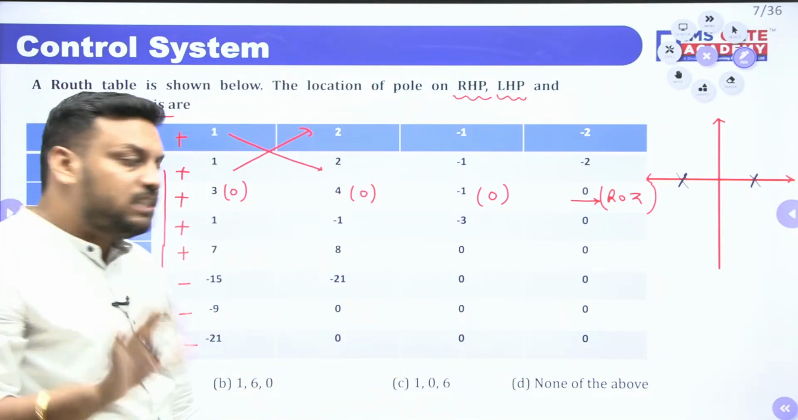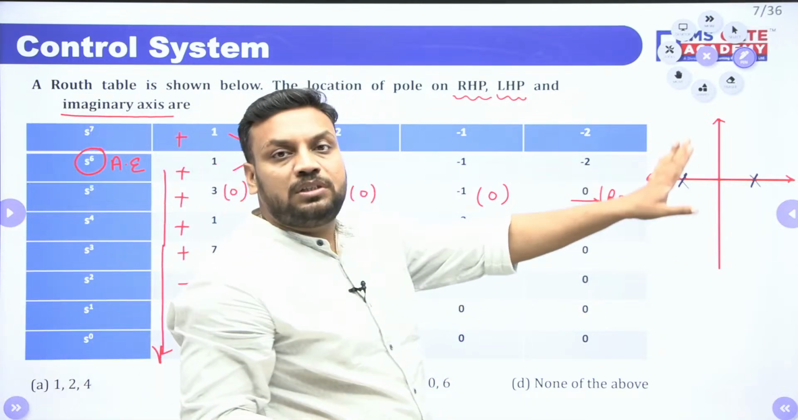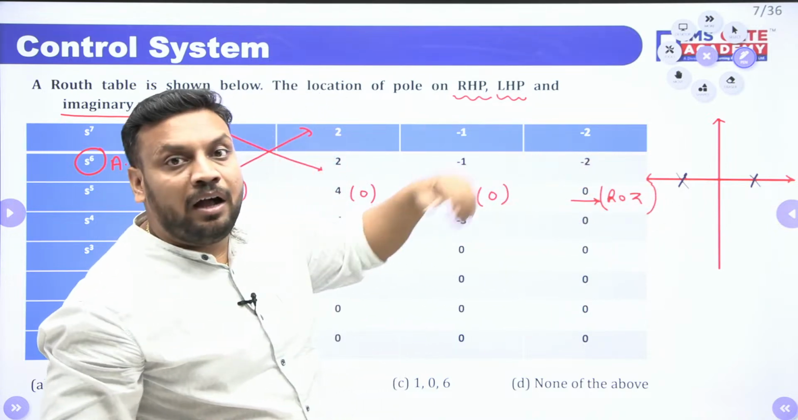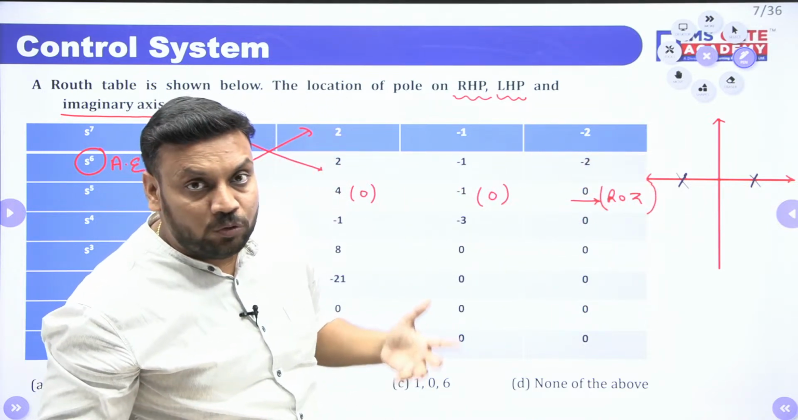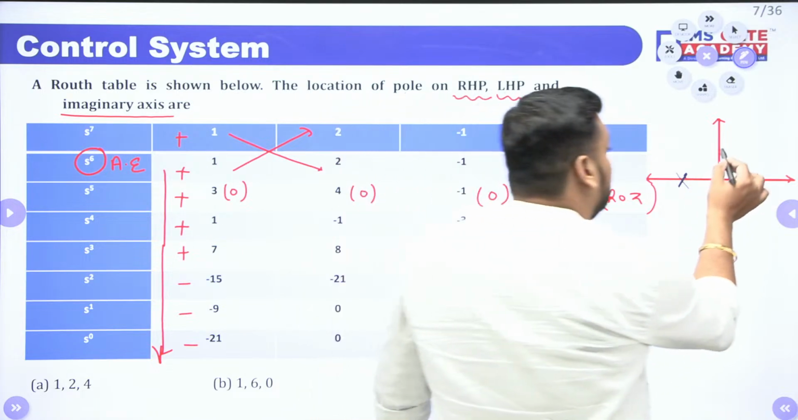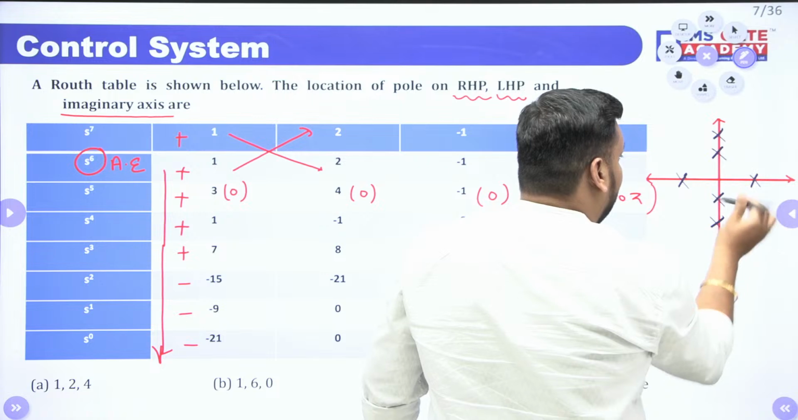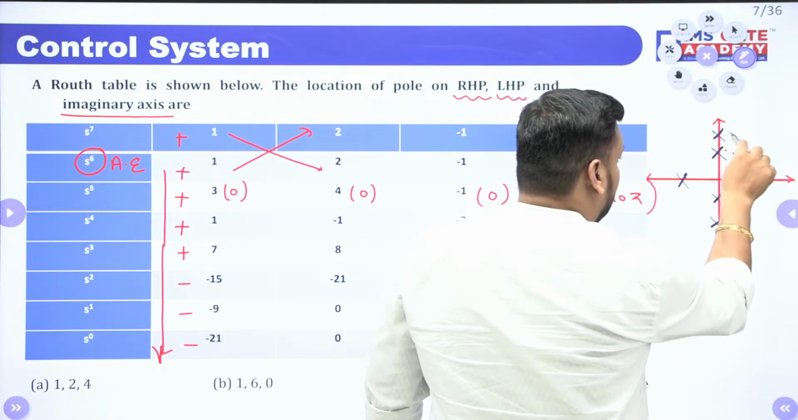Out of 6 symmetrical roots, 2 roots exist on the real axis. So tell me how many remain. Total 4 symmetrical roots must exist on the imaginary axis. So those symmetrical roots can be present like this. We have a mirror image just like this.